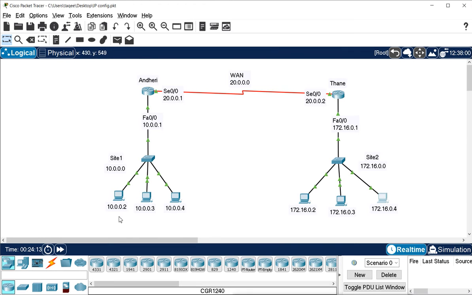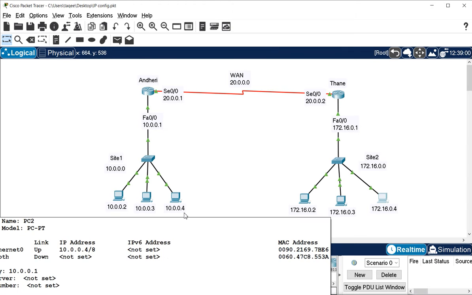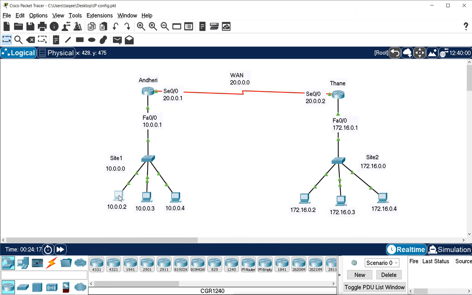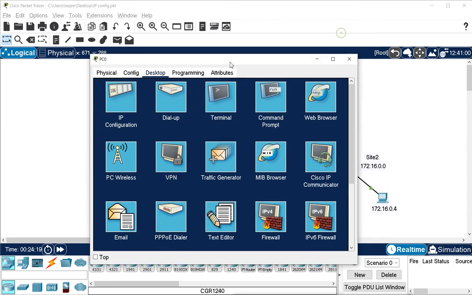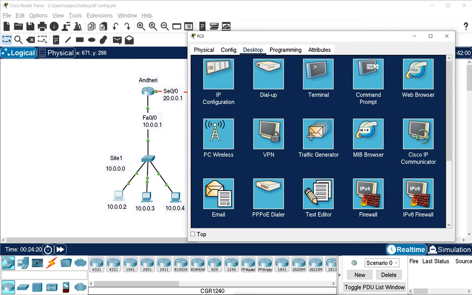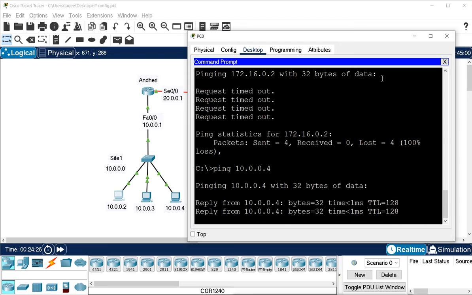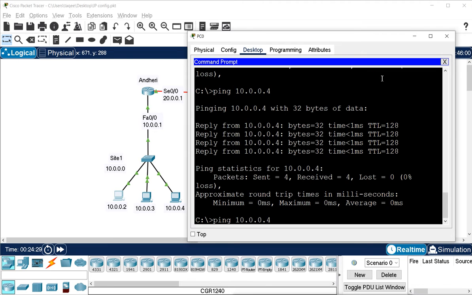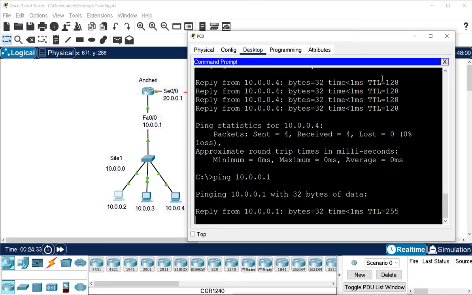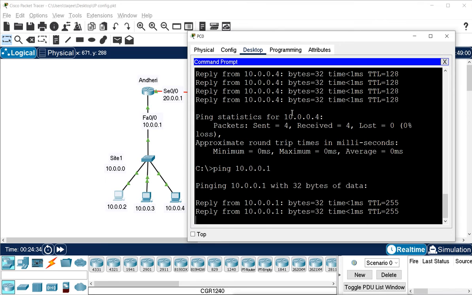Now these machines know the gateway. Now what? I will try to ping again. I will try to ping this 10.4. It is pinging. And I will try to ping the router's IP address 10.1, and it will also ping, because previously also it was pinging, because they are in the same network.